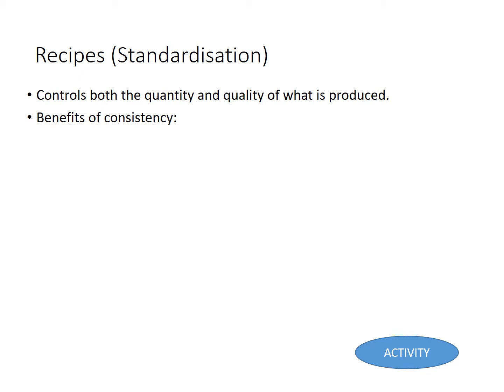So recipe standardization controls both the quantity and the quality of what is produced, and it also benefits from consistency. It benefits from having a standardized product, it benefits from quality control, and it benefits from costings, and from determining your pricing strategy from accurate costings. So recipe standardization is very good.